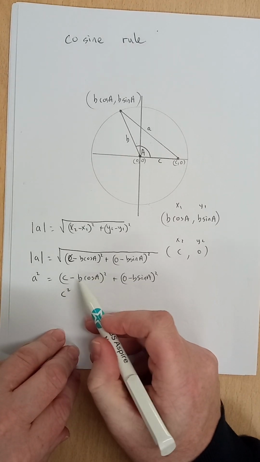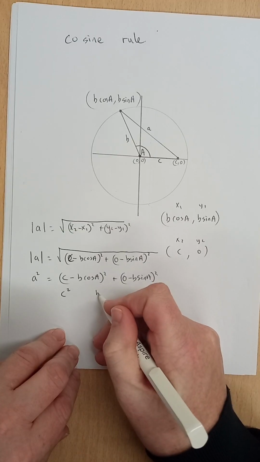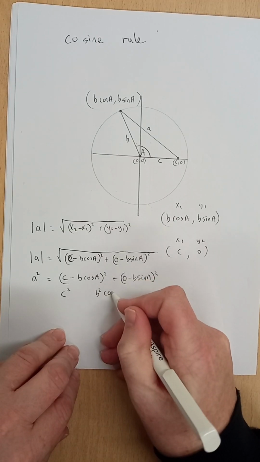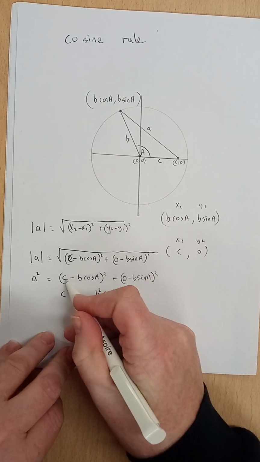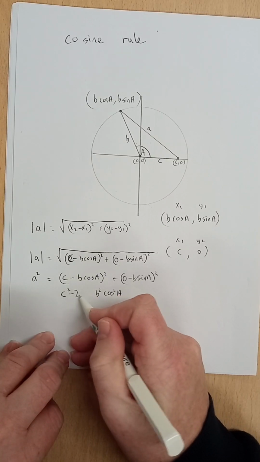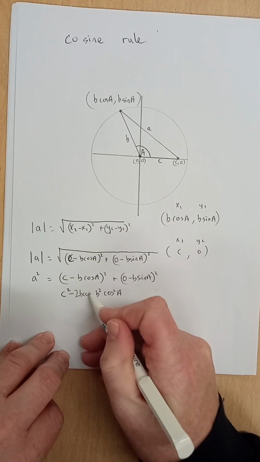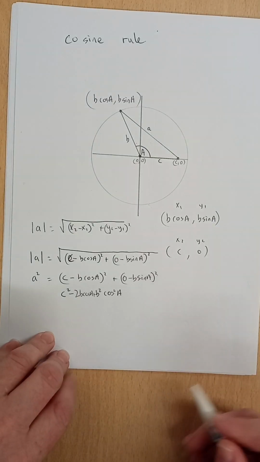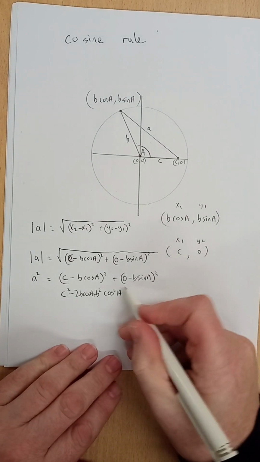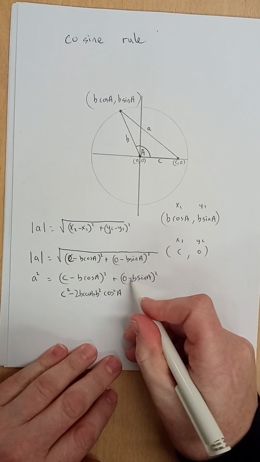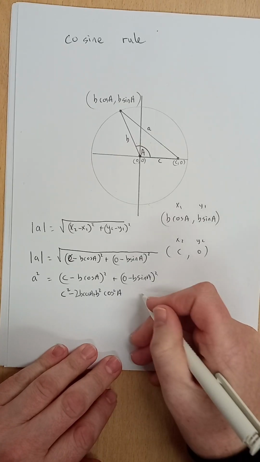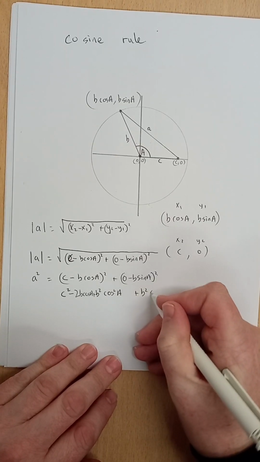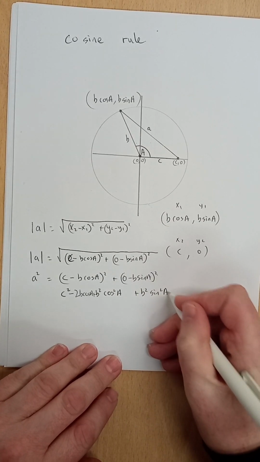Well, that's just take the minus b bit and square it, that's just b squared, and then that's just cos squared a, and then multiply them together and double it, minus 2bc cosine a. Okay, sorry, that's a bit tight. And then this one's a lot easier. When you square a negative, it becomes a positive, plus b squared sine squared a.